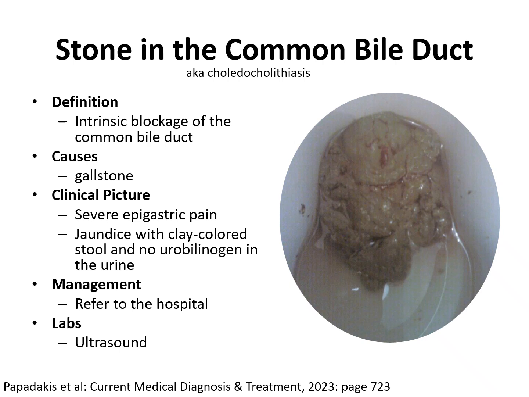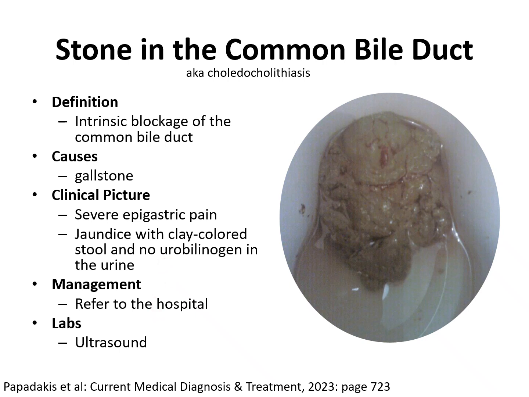Classic picture with stone in the common bile duct is severe epigastric pain, jaundice with clay-colored stool, and no bilirubin in the urine. Remember what I said to you back in week 4, that this is the only test that I could think of where the absence of a finding is significant. Not the presence of excess, but the absence of this particular compound in the urine is clinically significant.